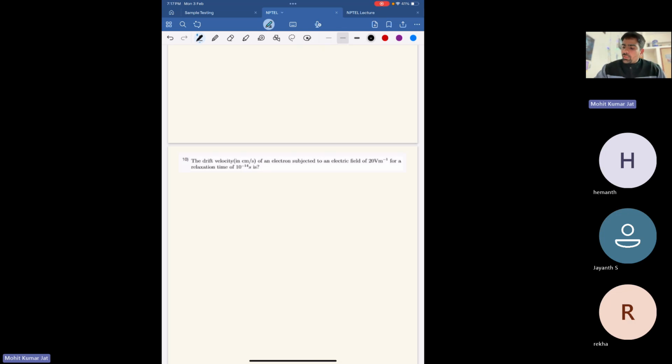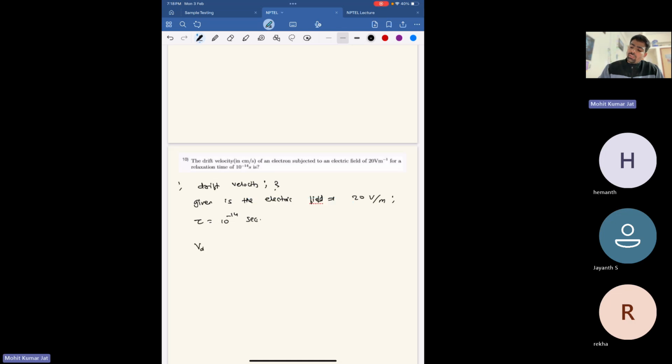The drift velocity of an electron subjected to an electric field for a relaxation time. I see. So what they are asking is the drift velocity, the velocity with which the electron drifts when it's subjected to an electric field. Given is the electric field, that is 20 volt per meter, and relaxation time is given to be 10 power minus 14 second.